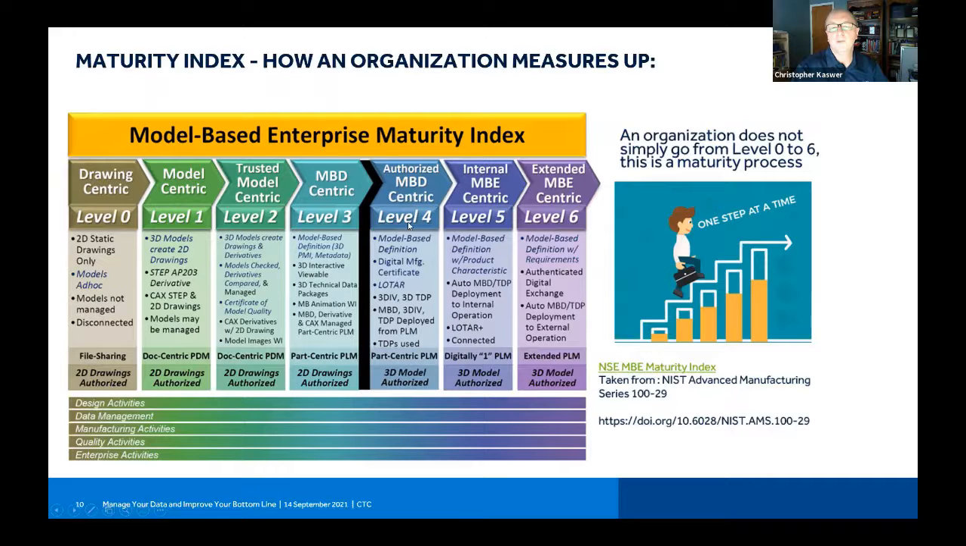And then there's a big jump here from 3 to 4, where the 3D model is now what is authorized. And so we're getting into a little bit further and deeper use of that 3D data, but now we're controlling it directly. And level 5 adds more elements of sophistication, sharing it with other different groups to a higher level. And level 6 is the highest level that's been put together and agreed upon across different organizations. Model-based definition with the requirements now, right? So now the enterprise can take a look at the requirements of those parts. You have an authenticated digital exchange.